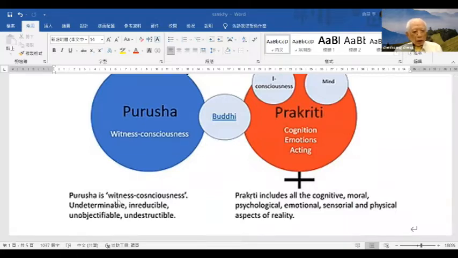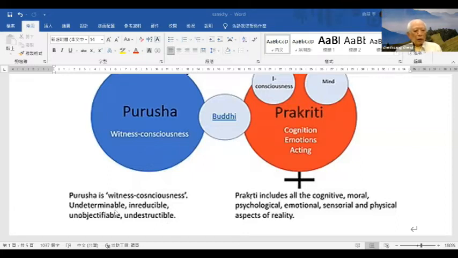Purusha is witness consciousness. Witness consciousness doesn't mean consciousness itself, but it is witness consciousness. It means that it is the origin, the source of consciousness, and it is undeterminable, irreducible, unobjectifiable, and undestructible.